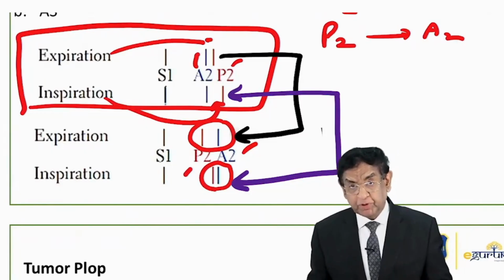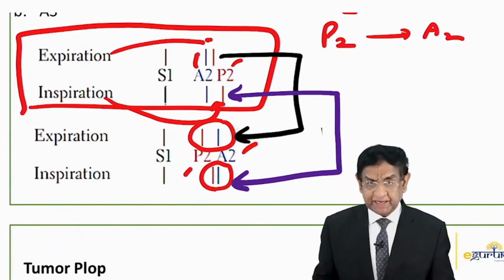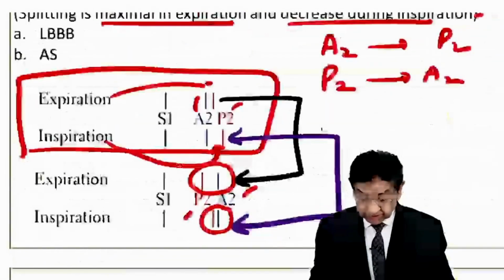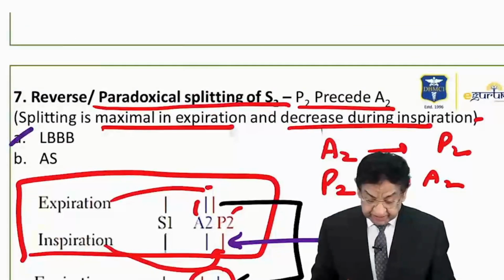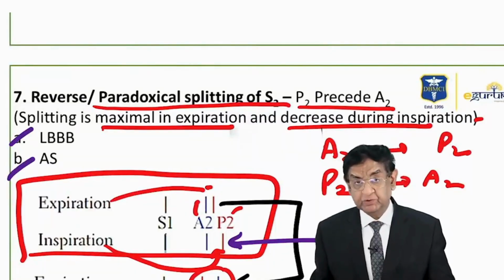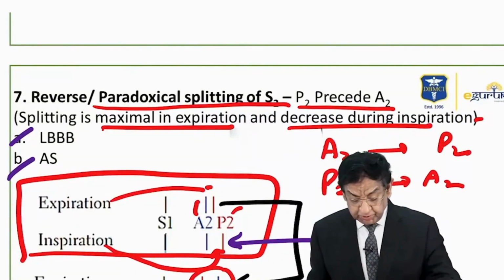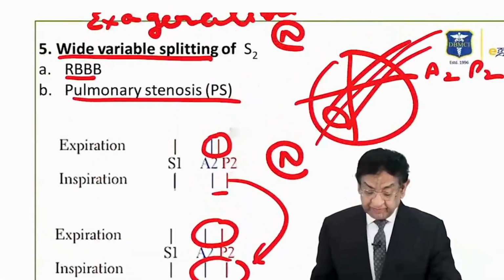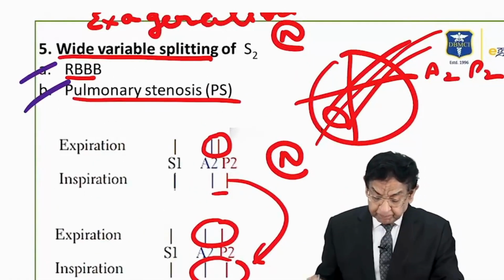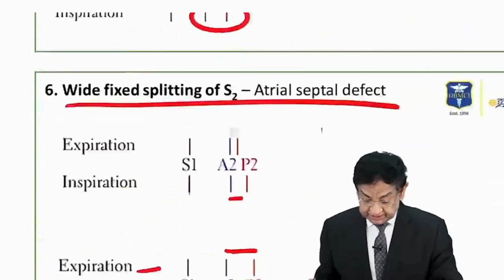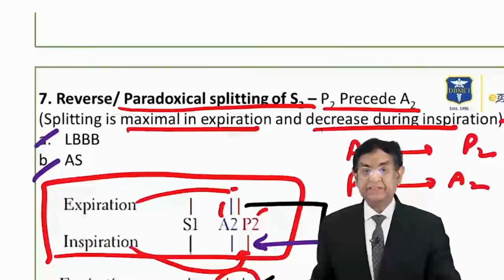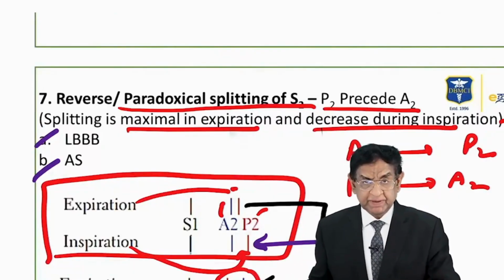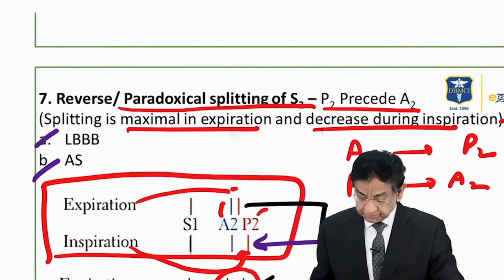But what is more important is causes. This is just to explain to you. In the exam, they talk only about causes. So this we see in left bundle branch block and aortic stenosis. Point to be noted, the previous one where we got wide variable splitting was RBBB and pulmonary stenosis. Here it is LBBB and aortic stenosis, totally reverse. So parallel things are going on: RBBB, LBBB, PS, AS.